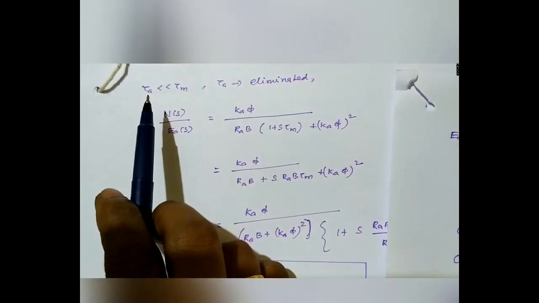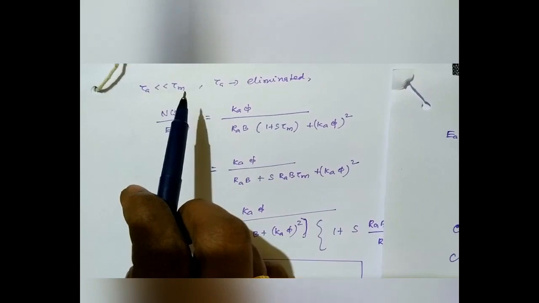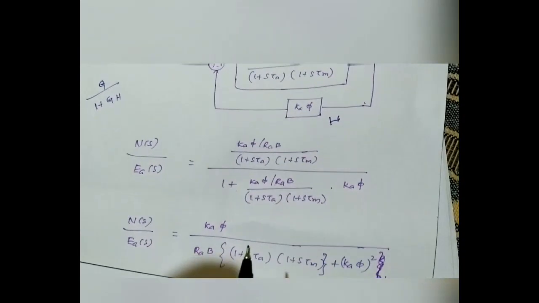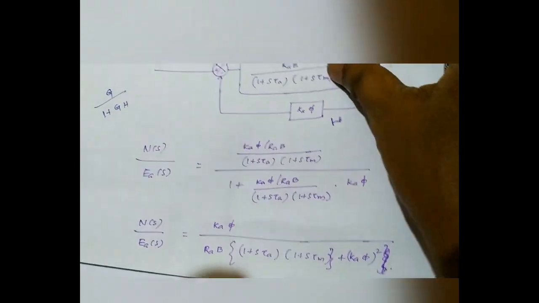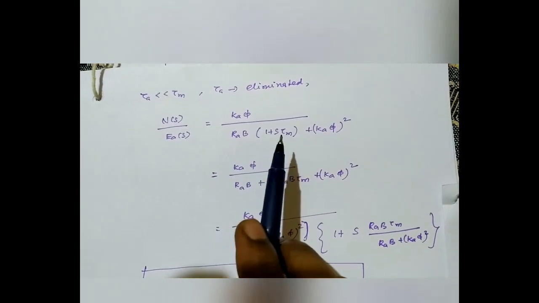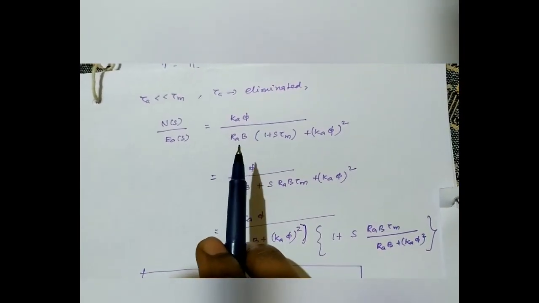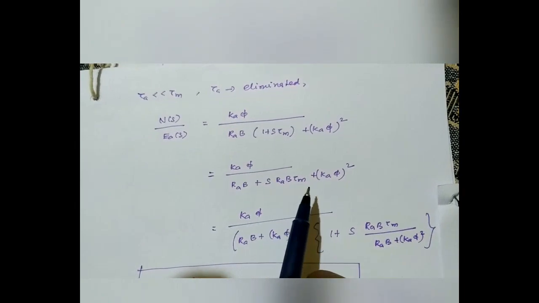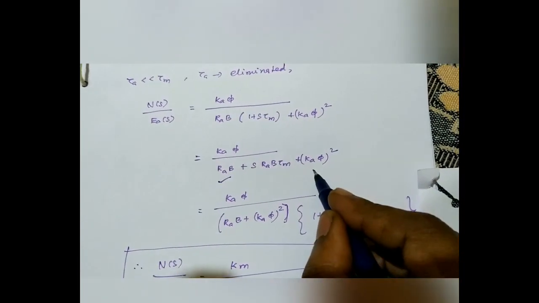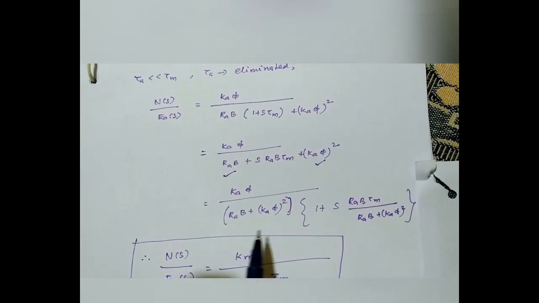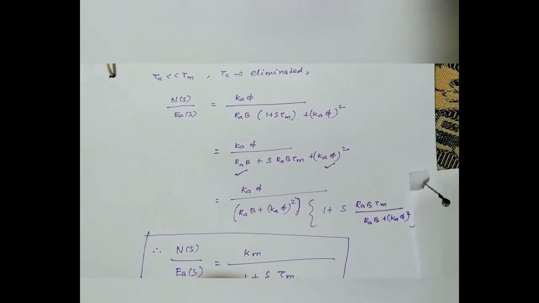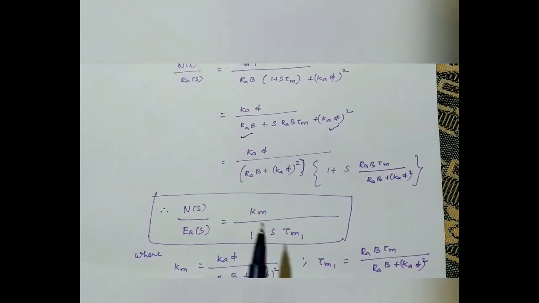Here the electrical time constant tau A is very much less than the mechanical time constant, so this tau A can be eliminated from this term. So the term reduces to like this. This RA is getting multiplied inside. Now taking this RA and this Kb common outside, we have the answer like this.